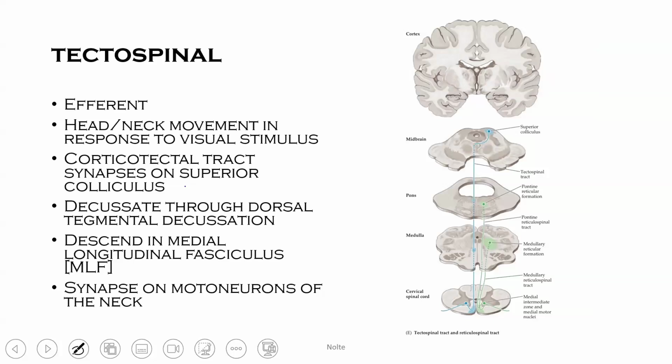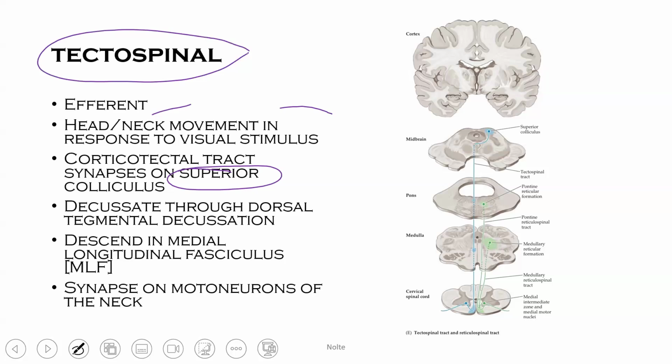So that area can also be called the tectum, so inferior colliculus and superior colliculus. Our visual startle response, okay, is superior colliculus. So what is this? This is motor efferent head and neck movements in response to visual stimulus. And remember, I mentioned that a little earlier. You see something out of the corner of your eye, you turn and look. That is coordinated by tectospinal.